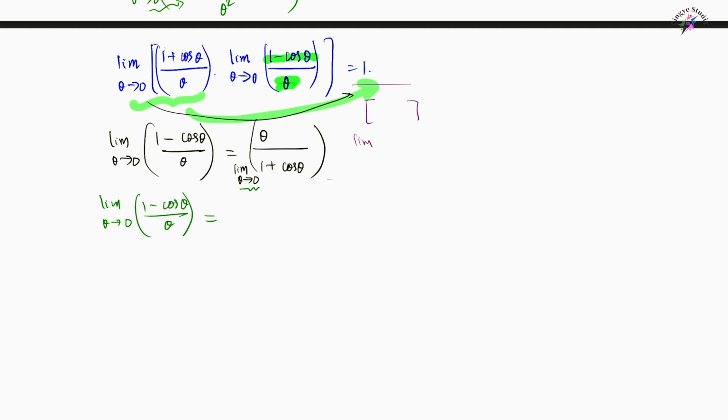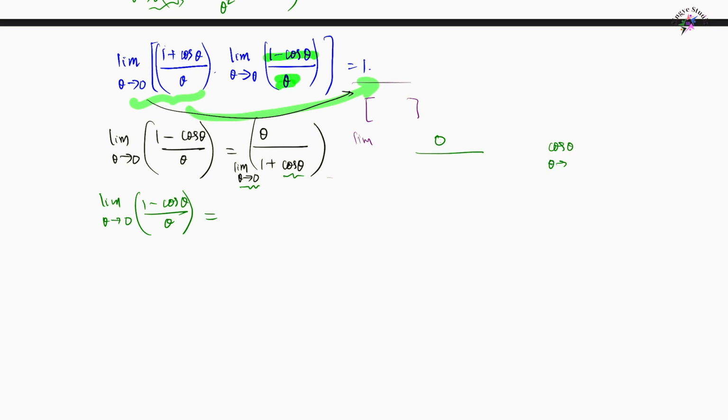When theta approaches 0, this theta becomes 0, upon, and cosine, when theta approaches 0, is 1, right? So it will be 0 upon 2, which is simply 0. And from here we have derived the second result, that the limit as theta approaches 0 of (1 minus cosine theta) divided by theta equals 0.